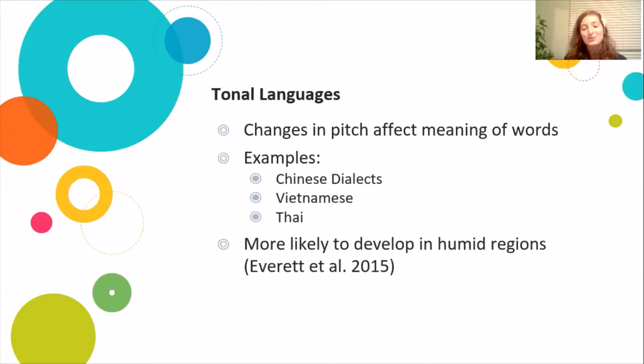A research study in 2015 found that tonal languages are more likely to develop in humid climates rather than arid ones. And they believed this was due to moist air keeping the vocal folds and the larynx hydrated, which makes it easier to reliably produce specific pitches and allows for the rise of tonal variation within these languages.